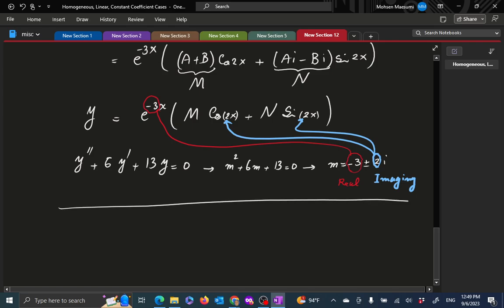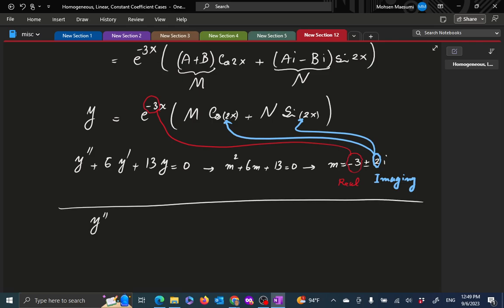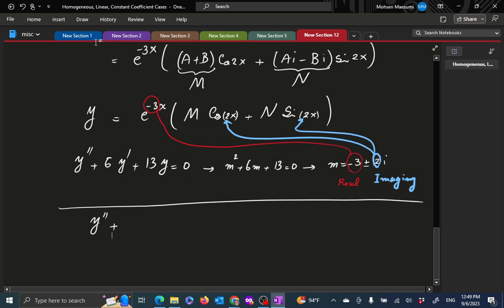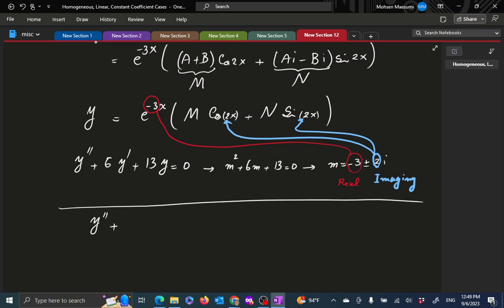Let's also remove the so-called kid gloves. The numbers in real life are not always nice numbers. So let's suppose I have y double prime plus 8y prime and say 21y equal to 0. So quickly, what's the solution? You want to pause this, do your problem, come back and double check. So m squared plus 8m plus 21 is equal to 0.